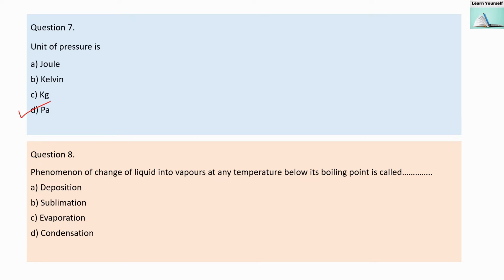Question number 8. Phenomenon of change of liquid into vapor. So liquid is changing into vapor, that means it is changing into the gaseous state, at any temperature below its boiling point, is called evaporation. This is also a direct question because this is the definition of evaporation. If they are asking what evaporation is, then this could be the answer. So evaporation is the phenomenon which happens below the boiling point of any particular liquid.